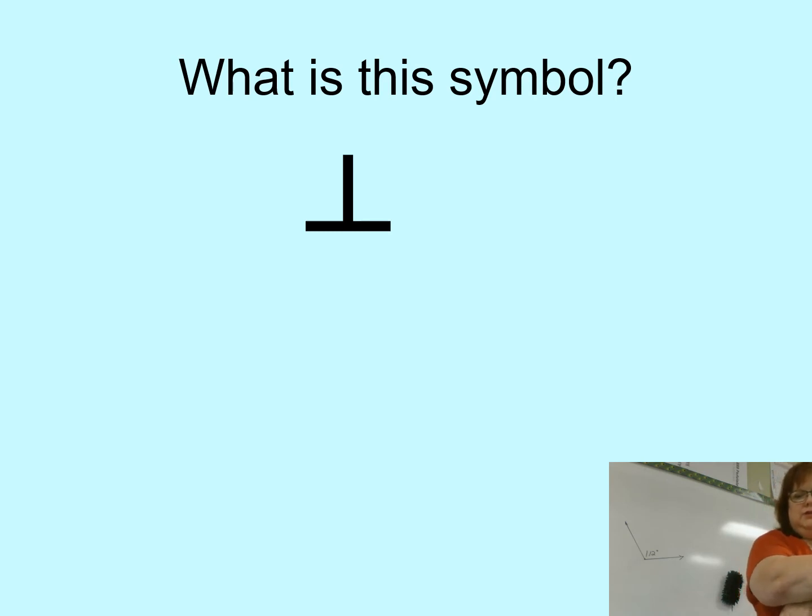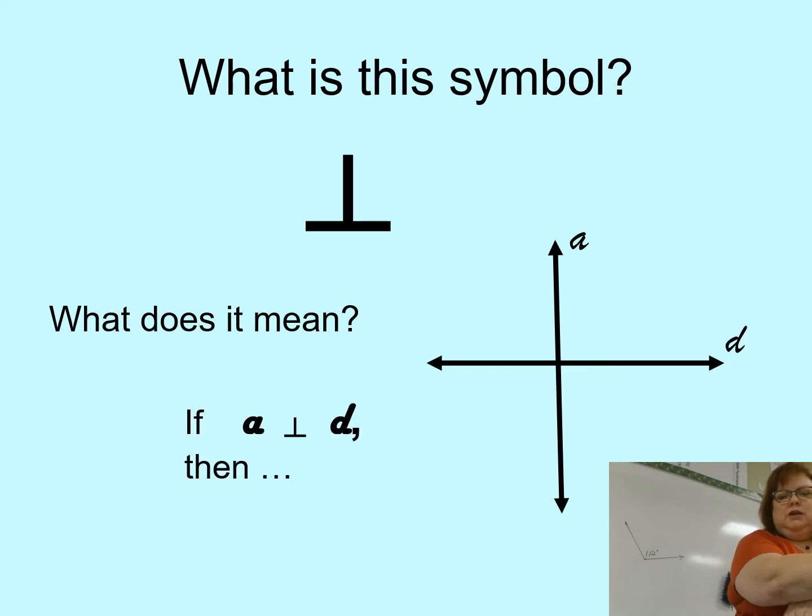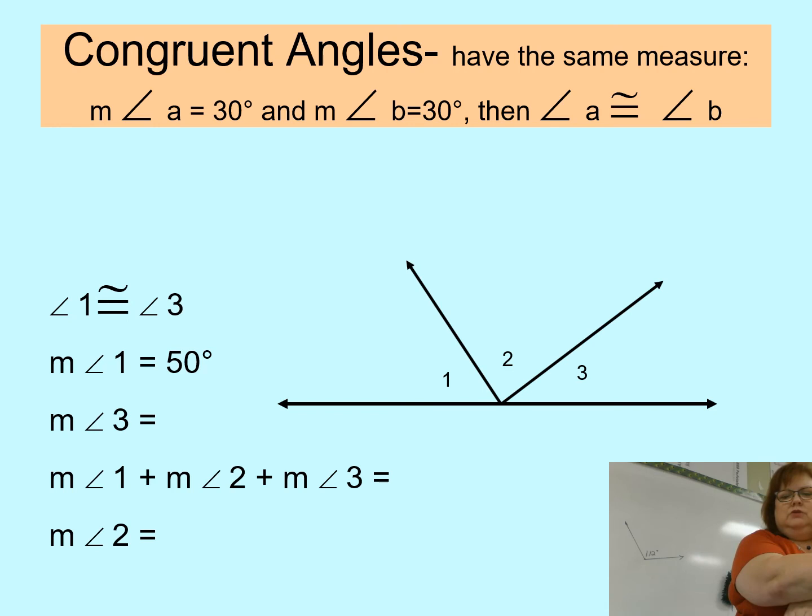So what is this symbol? This symbol is perpendicular. Did you remember that? We forgot already. Okay, that's the symbol for perpendicular. And what does it mean for lines? That they're going to be 90 degrees. So if these are perpendicular lines, they make 90 degrees. And so those are angles that you need to remember.